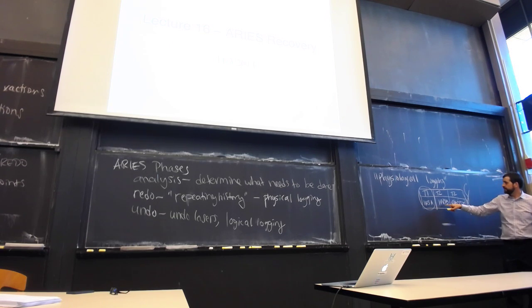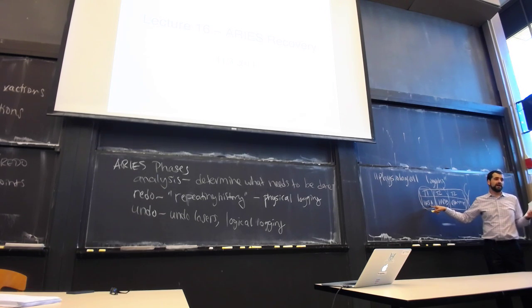Right, because in particular, at the time that we're undoing this transaction T1, this transaction T2 has come in and modified the state of the database in some way. So we better have a logical record of the fact that we need to undo something.